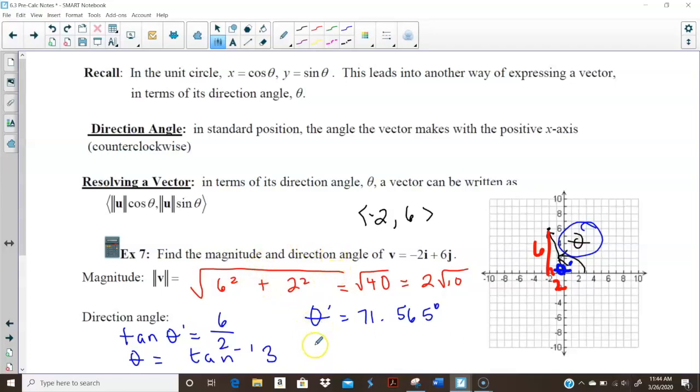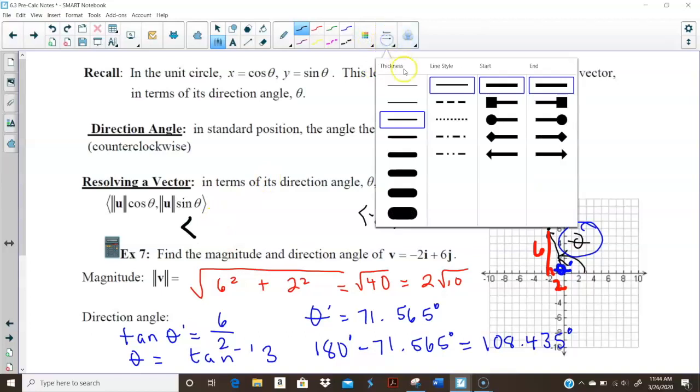All I have to do is take 180 degrees and subtract the 71.565 degrees. And theta is actually going to be 108.435 degrees if you round to 3 places. So now what we're going to do is rewrite this vector. Instead of it in component form, which is negative 2, 6, we're going to rewrite it in terms of magnitude and direction. Now you can factor the magnitude out if you want. I'm going to go ahead and write it in the vector.